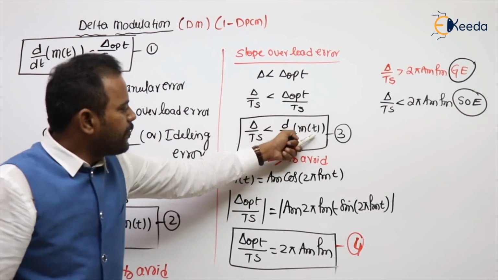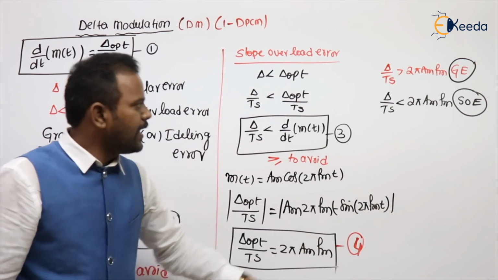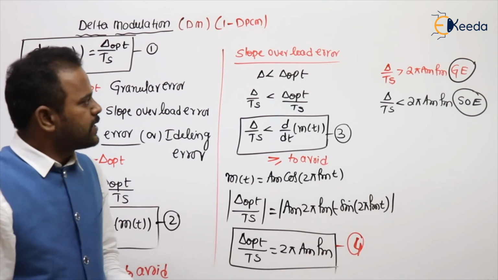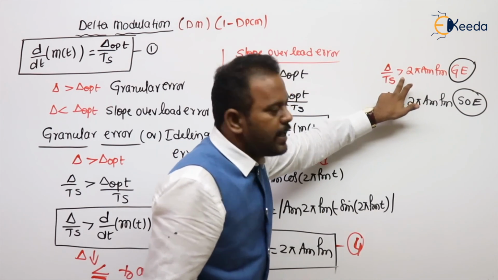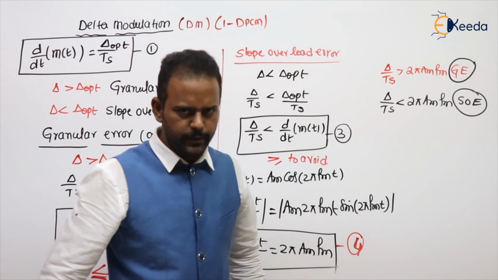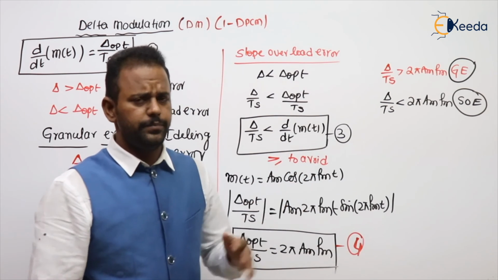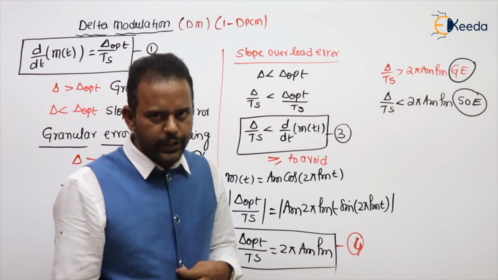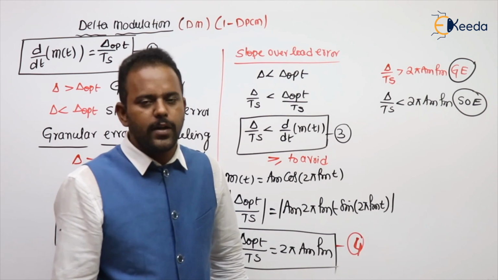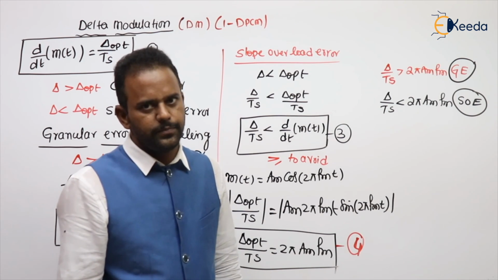Just d by dt of m of t, I have written 2 pi Am fm. What about to avoid? Exactly opposite. This is greater than, so you have to write less than or equal to. This is less than, so you have to write greater than or equal to. These are the total 6 conditions. 3 for general message, another 3 I have given for sinusoidal message. Clear? Yeah.